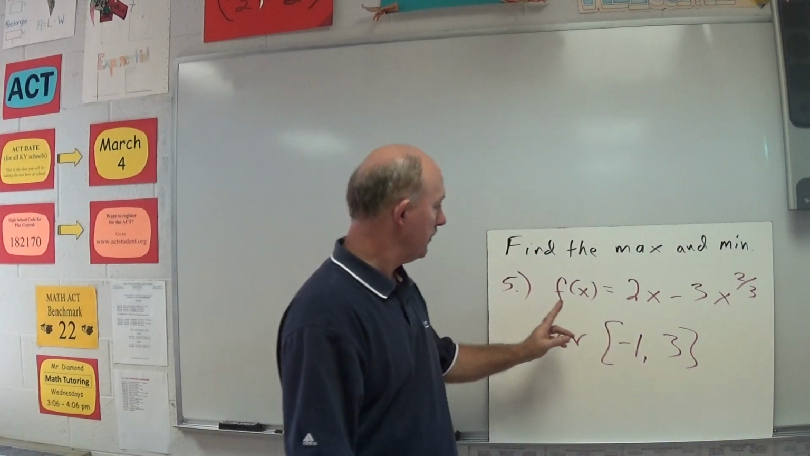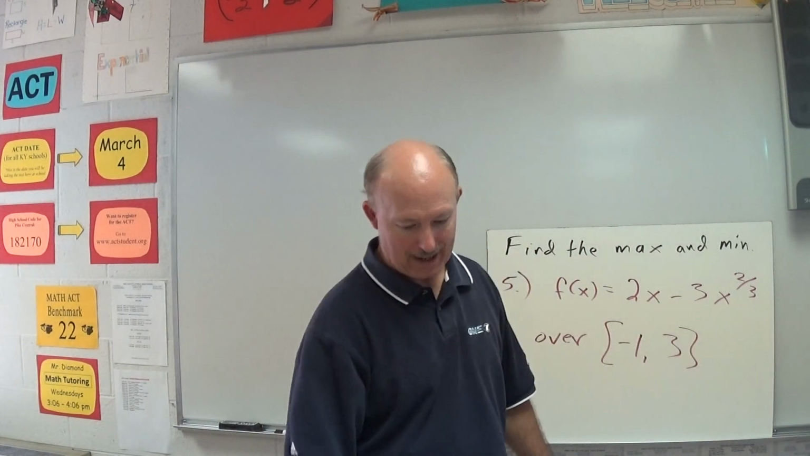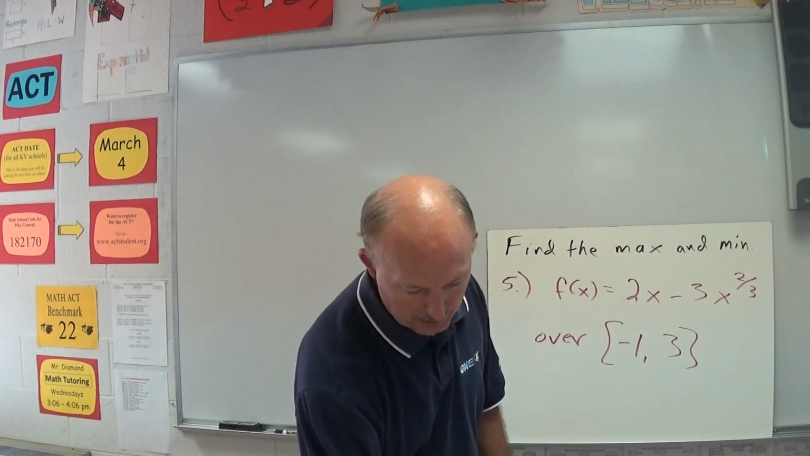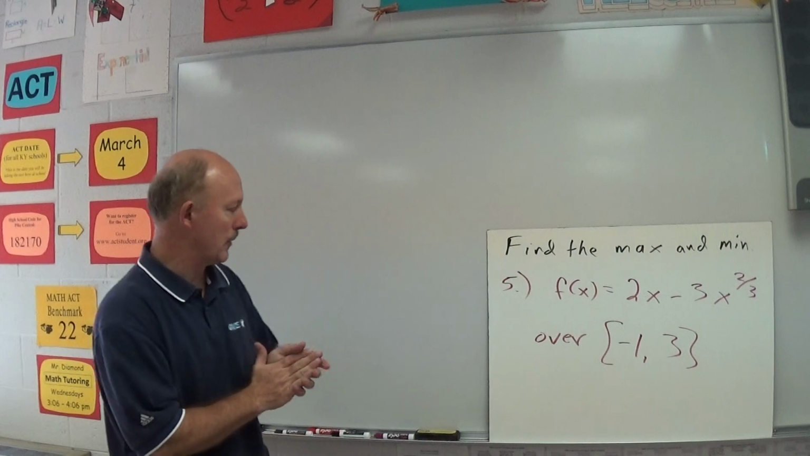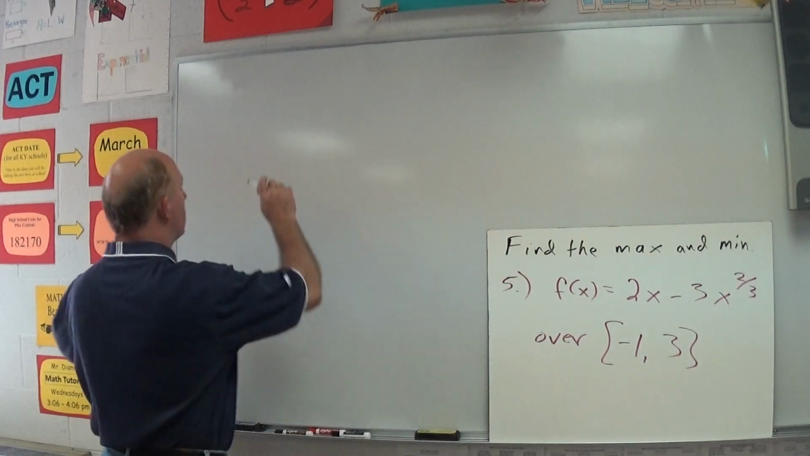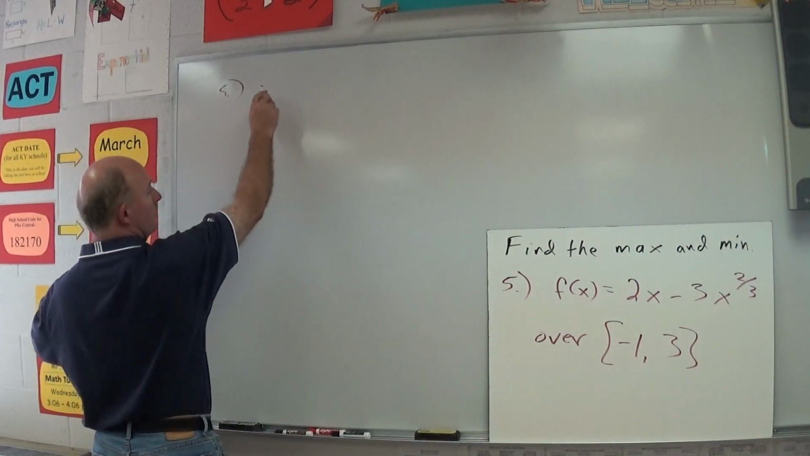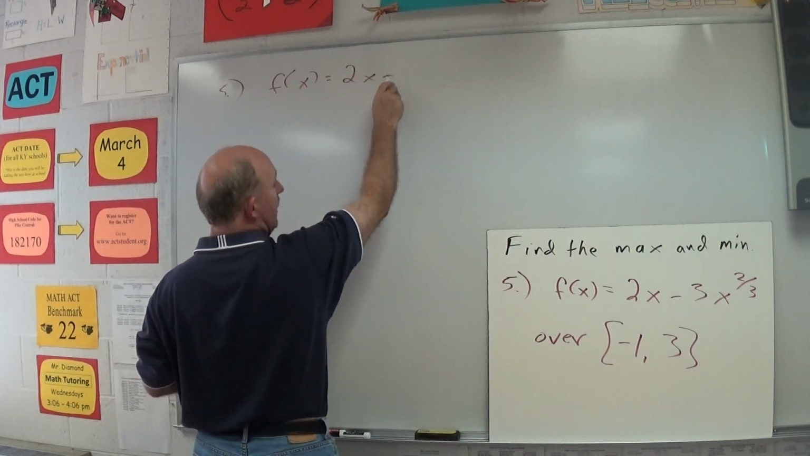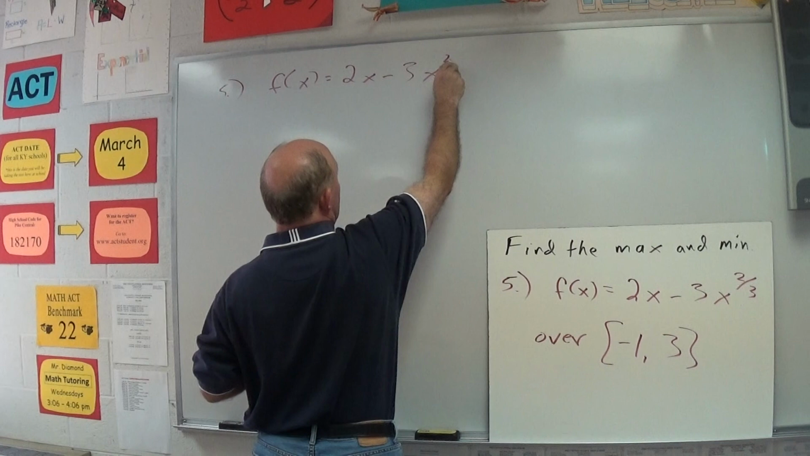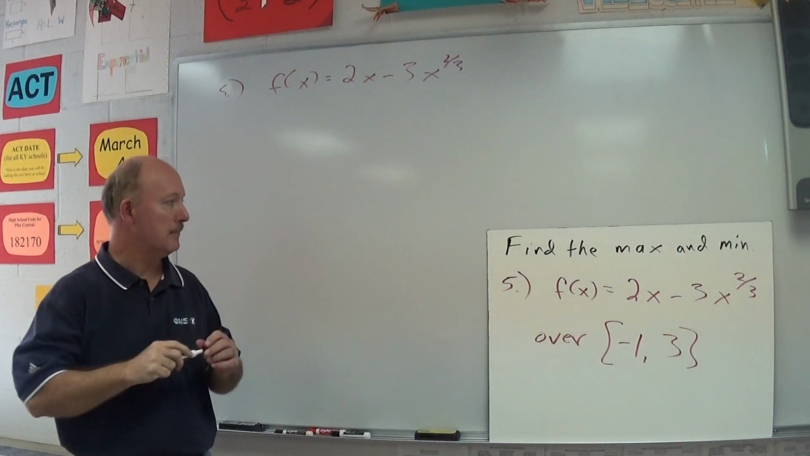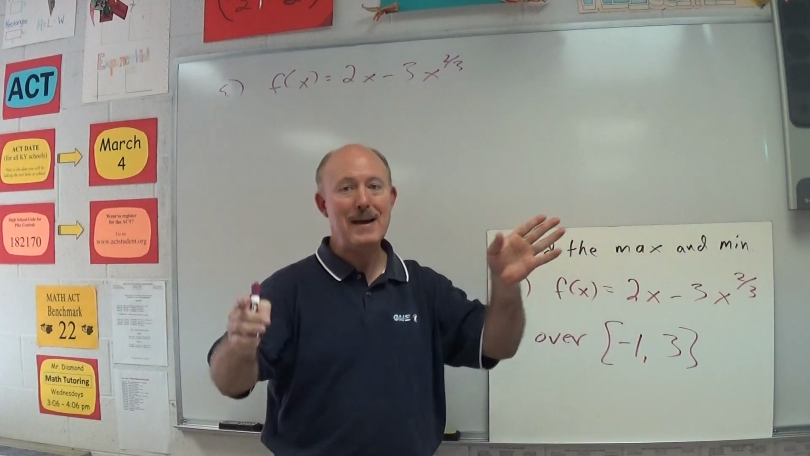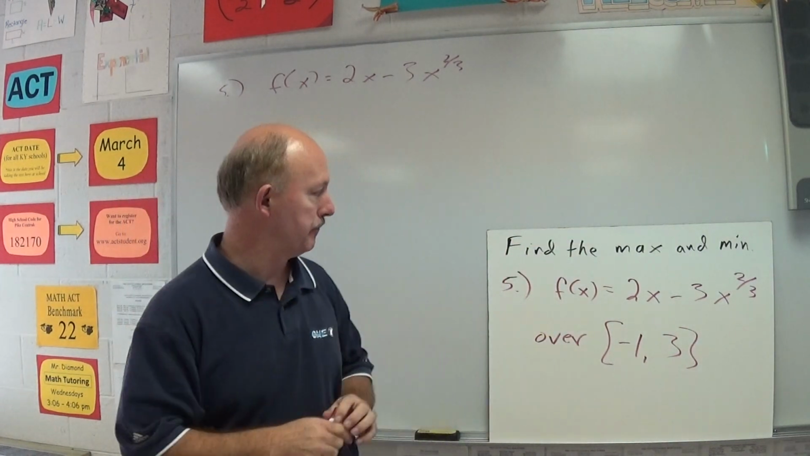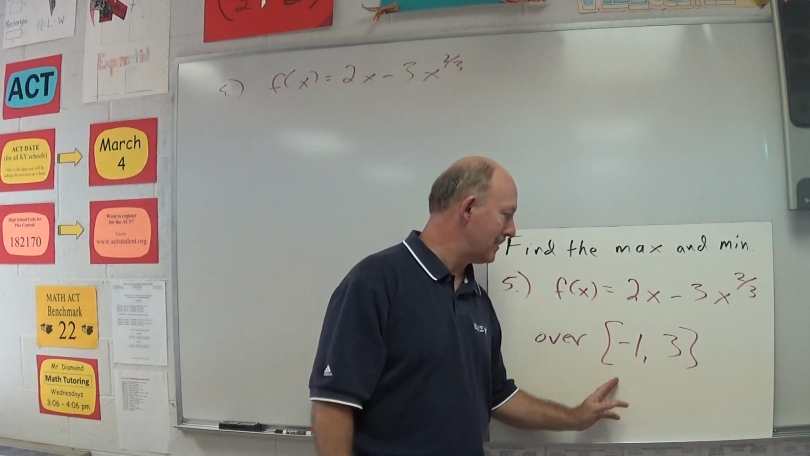This is 2x minus 3x to the 2/3 power, over the interval from negative 1 to 3. Let me make sure I got the problem copied down correctly. Yes, all right, we're ready to go. Let me write the problem over here. This is number 5. Now this is f of x is equal to 2x minus 3x to the 2/3 power. Once again, when I say find the maximum or minimum, we're talking about the absolute maximum or minimum, right? Over the closed interval from negative 1 to 3.